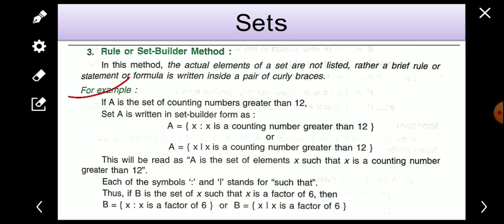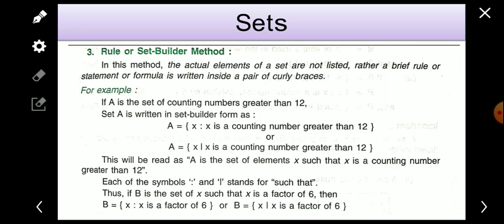Like the example: if A is the set of counting numbers greater than 12. So here we will not write each and every element greater than 12, like 13, 14, 15, 16, like this.